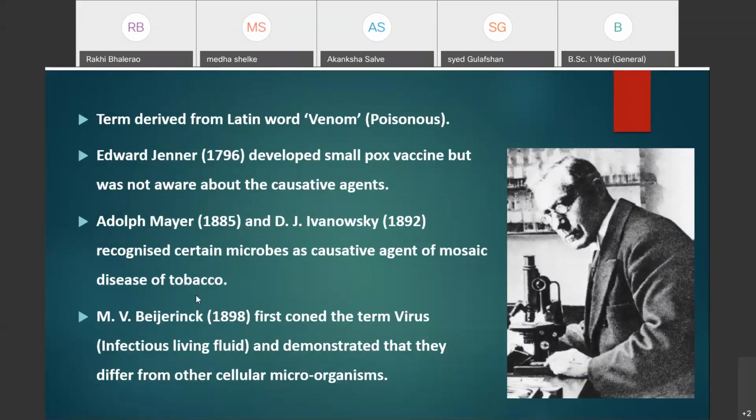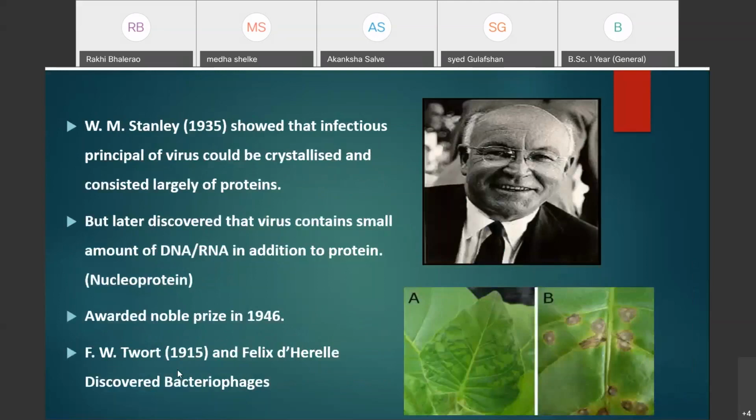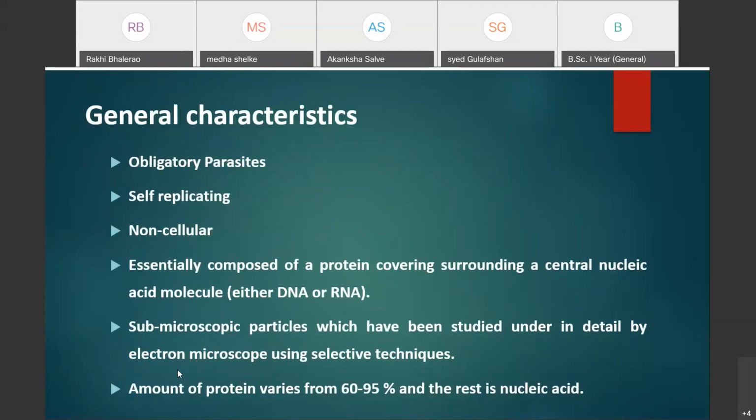In the history of the study of viruses, we discussed that M. W. Beijerinck in 1898 for the first time coined the term virus. He defined the virus as an infectious living fluid and demonstrated that they differ from other cellular organisms. We have discussed in detail the history of the study of viruses, and also the general characteristics of the viruses.